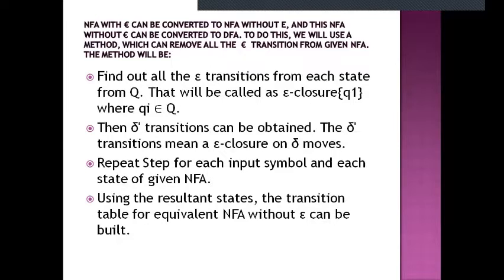First, find out all the epsilon transitions from each state of Q. Capital Q consists of states like Q1, Q2, up to Qn. Here we can find out the E closure of Q1, where Q1 is a state which belongs to capital Q. Then the delta dash transition can be obtained. The delta dash transition means it's the E closure of delta. Repeat the steps for each input symbol and each state of the given NFA. Using the resultant states, a transition table for the equivalent NFA without epsilon can be built.